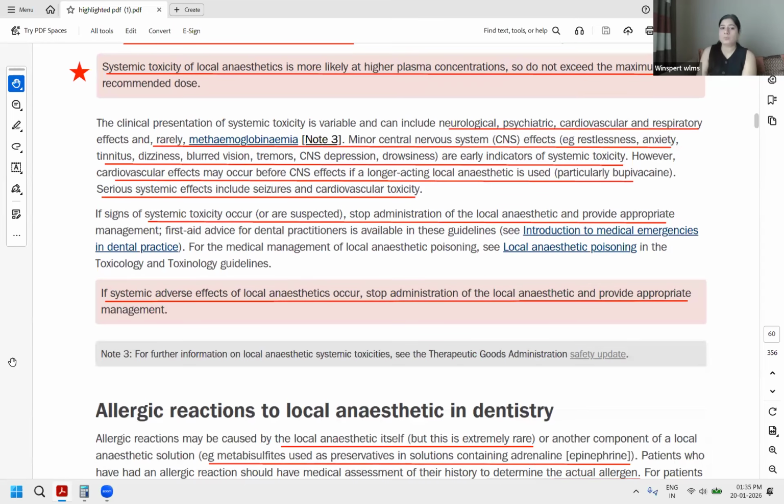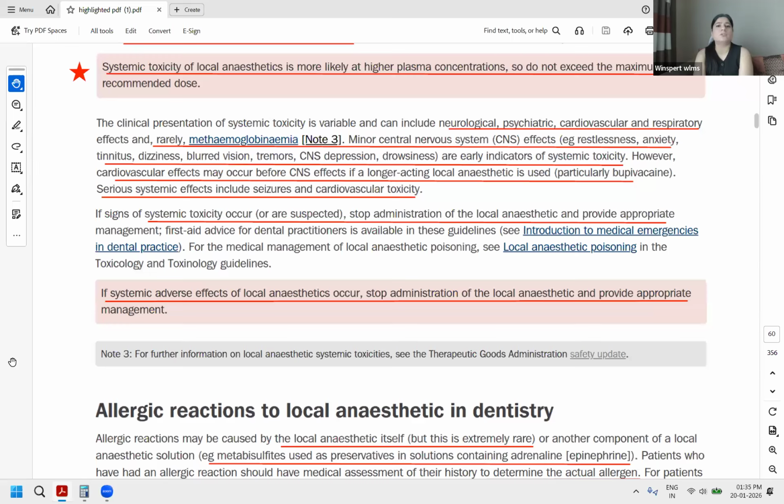So basically, most importantly, systemically, you will see the signs which are neurological, psychiatric, cardiovascular, and then respiratory. Sometimes methemoglobinemia is also seen. Methemoglobinemia is a rare side effect, but seen definitely, and also at a very high dose.